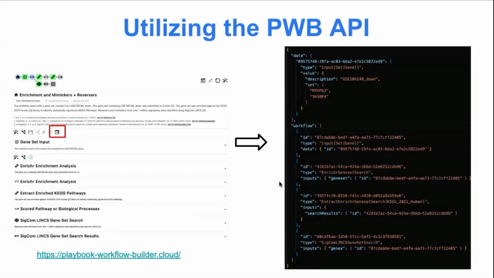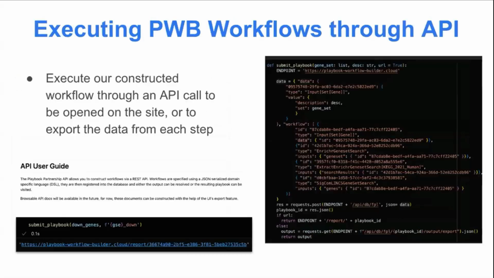We then go to the Enrichr gene set search, which would take in the ID, or output, of the initial node as its input. And that's how we go down again. So to extract the KEGG 2021 Human, we take this ID, and that would be the input into the extract Enrichr gene set search node here.